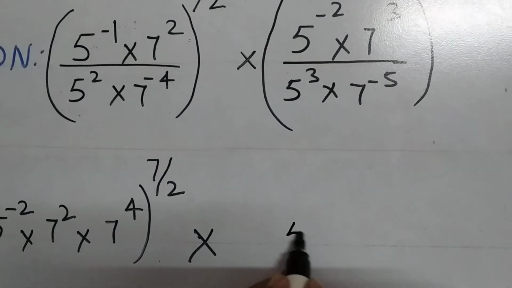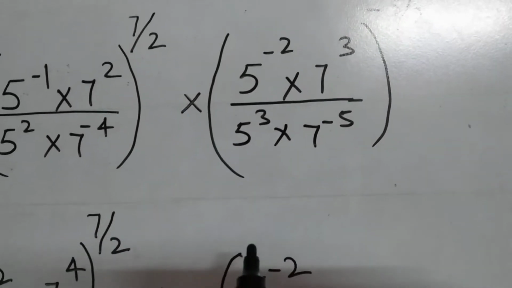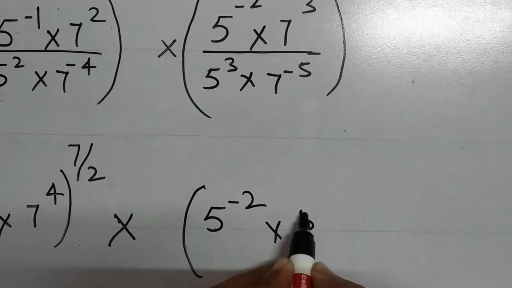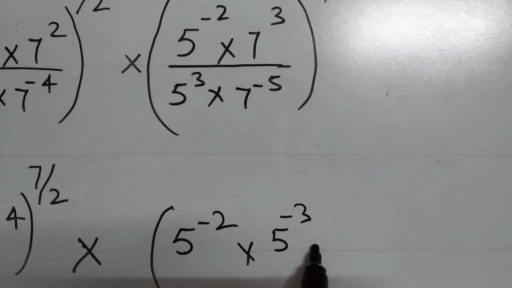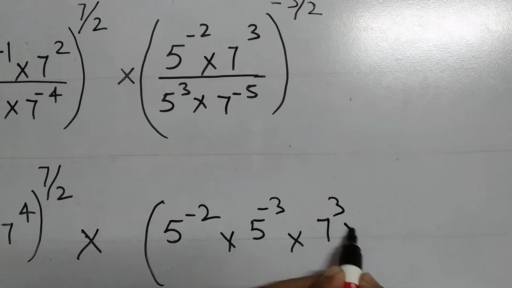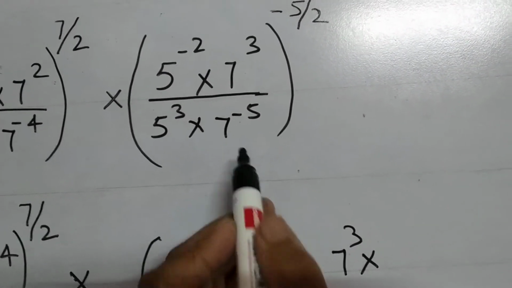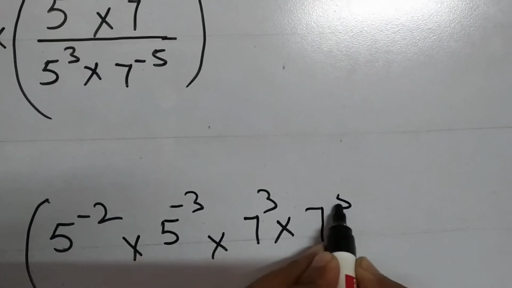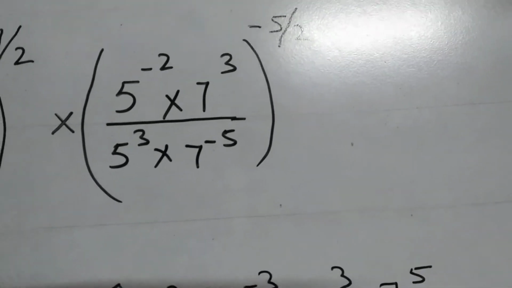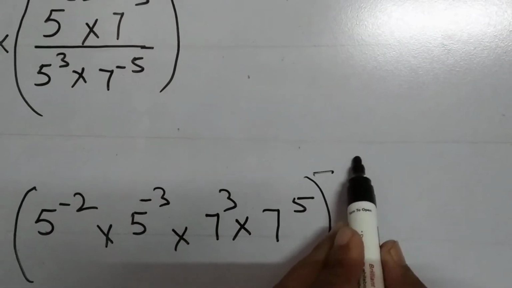Into 5 raised to power minus 2. 1 upon 5 cube is equal to 5 raised to power minus 3, into 7 cube, into 7 raised to power 5. 1 upon 7 raised to power minus 5 is equal to 7 raised to power 5, whole raised to power minus 5 by 2.